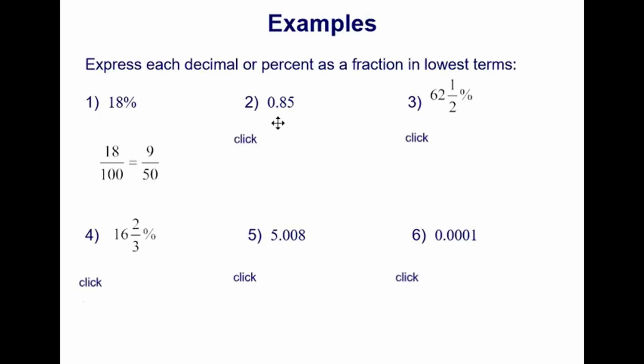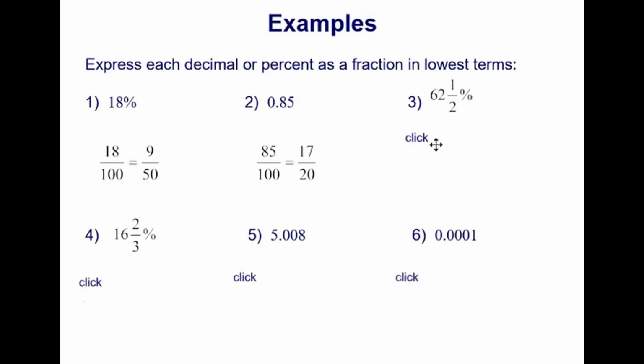Number 2, we have 0.85. This is a decimal. We want it written as a fraction. So we have 0.85 or 85 hundredths. Since it's to the hundredths place, we can write it over 100. It's 85 hundredths, and that can reduce if we divide both the numerator and the denominator by 5, to get 17 over 20.